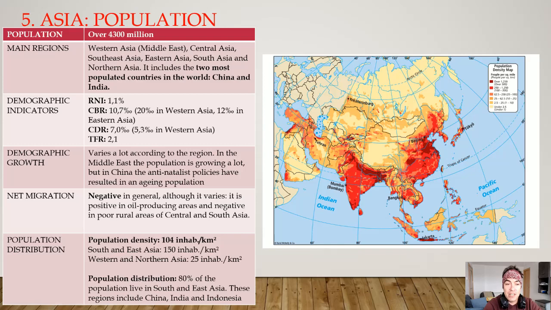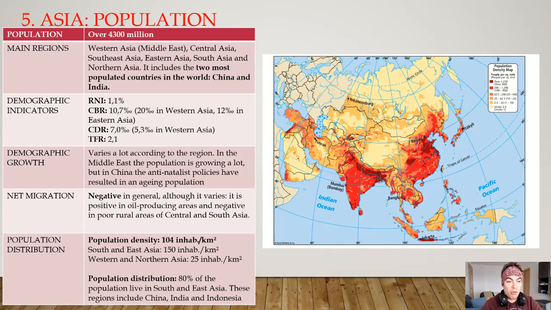Then we have Asia. Asia is the most populated continent in the world with over 4,300 million inhabitants. We have several regions because Asia is a very diverse continent, and we can name Western Asia, which is the Middle East, Central Asia, Southeast Asia, South Asia, which is India, Eastern Asia, China and Japan, and Northern Asia, which is the Asian part of the Russian Federation.